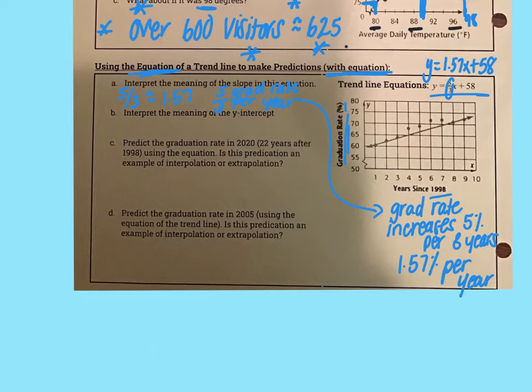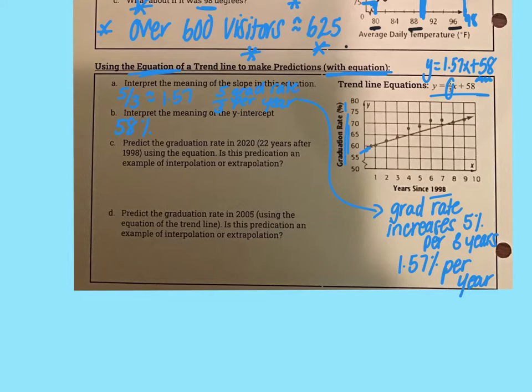B says, what's your y-intercept? Well, it doesn't quite hit my y-axis, but I'm going to kind of keep it going, extend my line. It looks like it's going to cross just past 60. But again, we didn't need to do that because we already have our equation. And our equation tells us that our y-intercept is 58. So our y-intercept is going to be that our graduation rate is 58%. The big question is, when is it 58%?